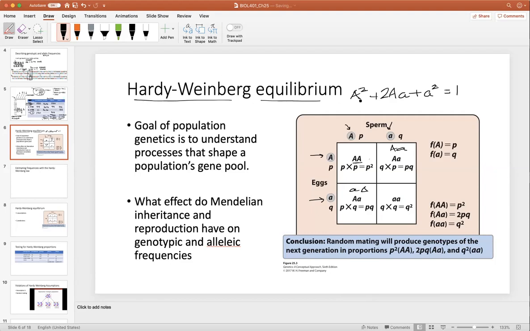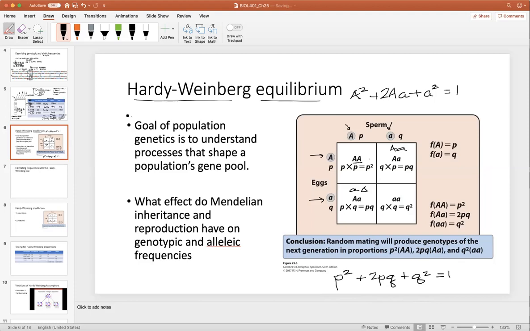Now, Hardy and Weinberg didn't use A's and so on, because it got a little confusing. By convention, population geneticists call the dominant allele P, so P squared plus 2PQ, where we call the recessive allele Q, plus Q squared. If you add all of those up, that's the entirety of the possibilities that you would have in a 2 allele system, okay?